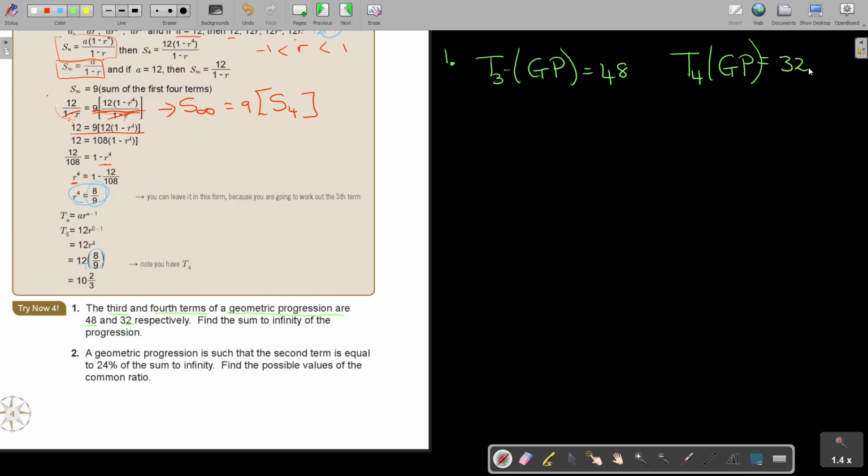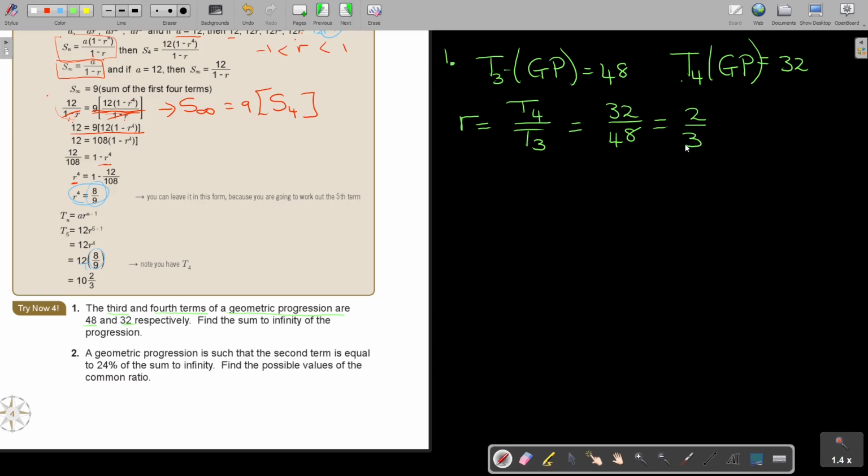Okay. Find the sum to infinity of these progressions. Just take note and think a little bit. You can get the value of r because these are two terms that are following each other, consecutive terms. So you can get r by saying T4 divided by T3, which will be 32 divided by 48. And that will be 2 over 3.